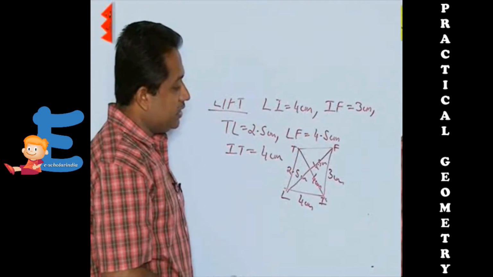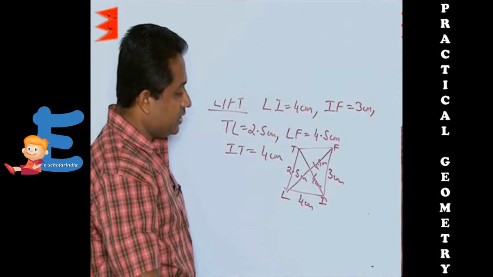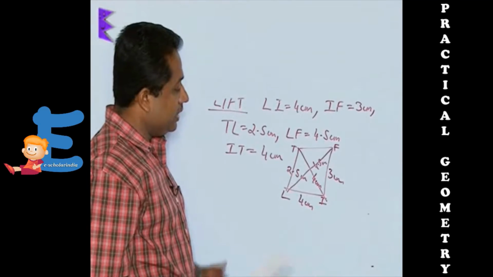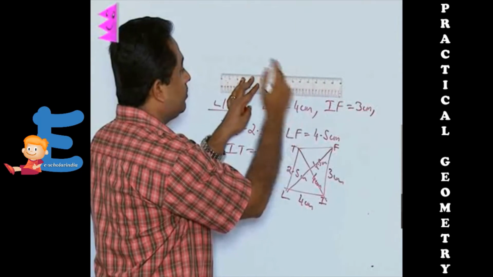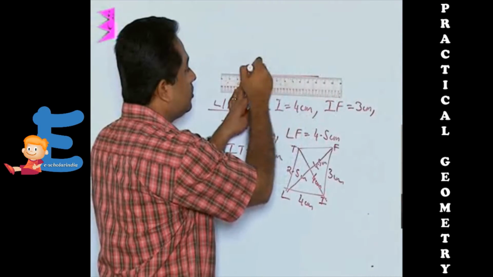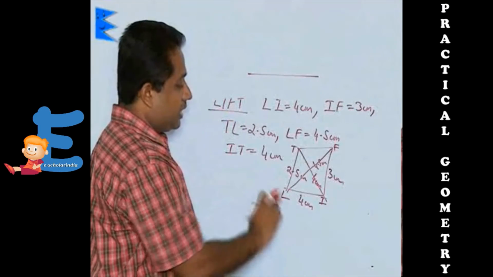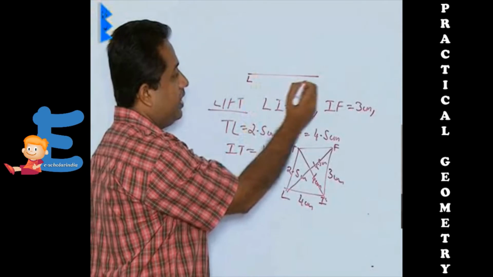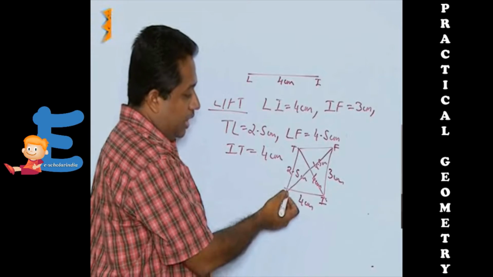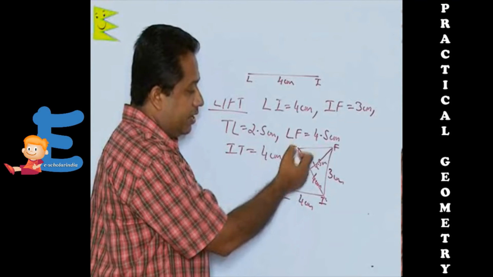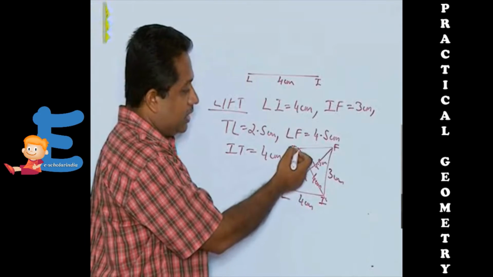So to start this, we can draw this base LI, 4 centimeter. You are going to keep the scale here and draw 4 centimeter. So this becomes the base of the quadrilateral. We will name it as LI, 4 centimeter.